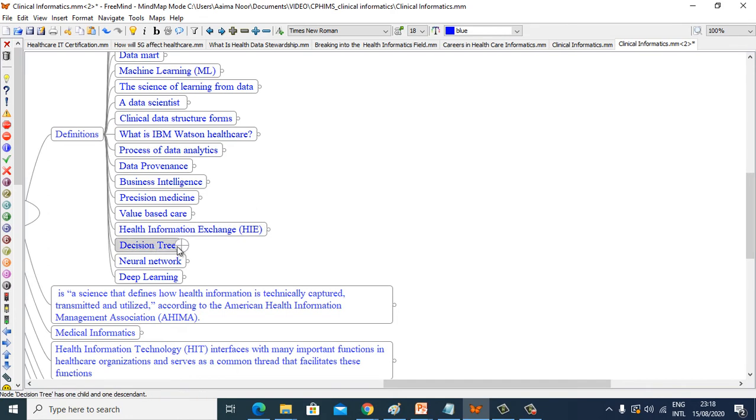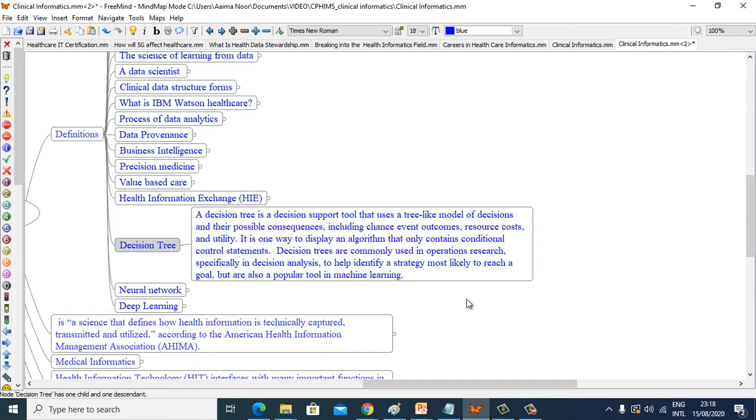Now see what a decision tree is. A decision tree is a decision support tool that uses a tree-like model of decisions and their possible consequences, including chance event outcomes, resource costs, and utility. It is one way to display an algorithm that only contains conditional control statements.